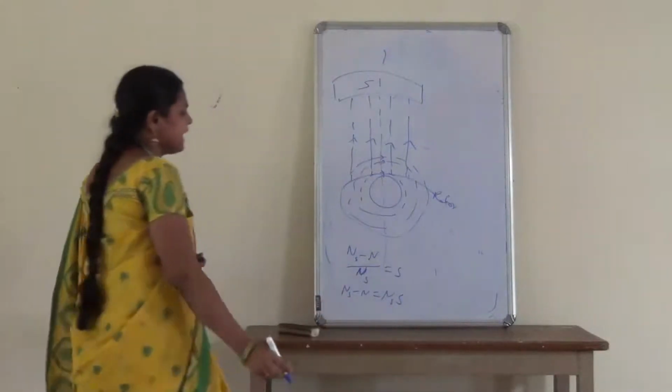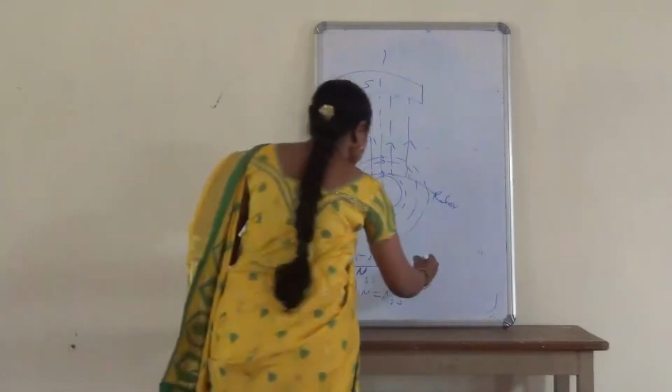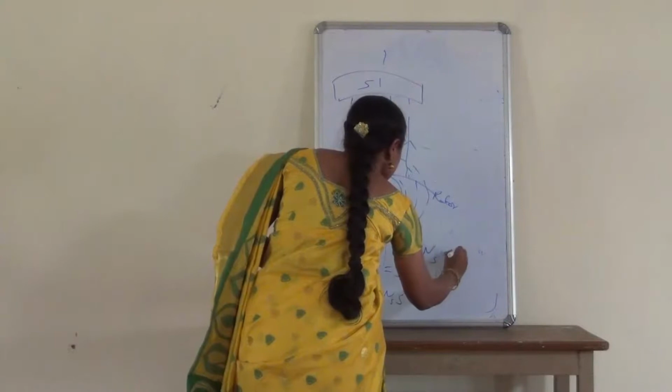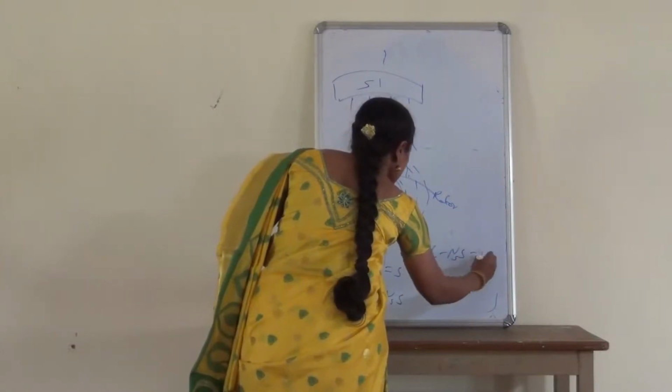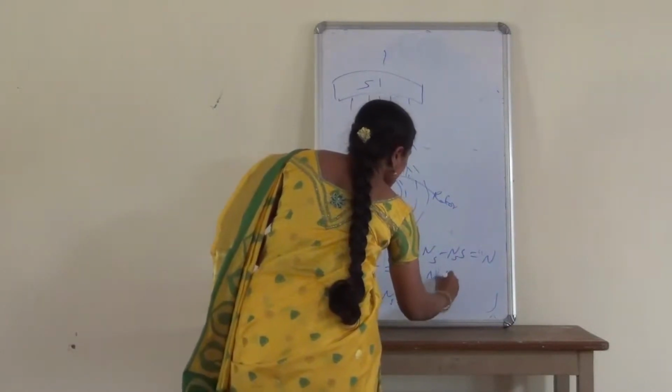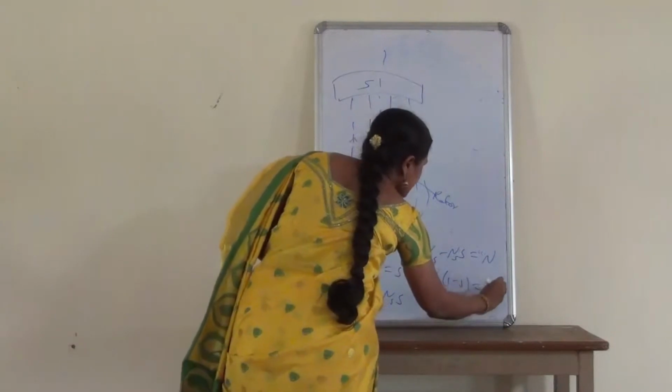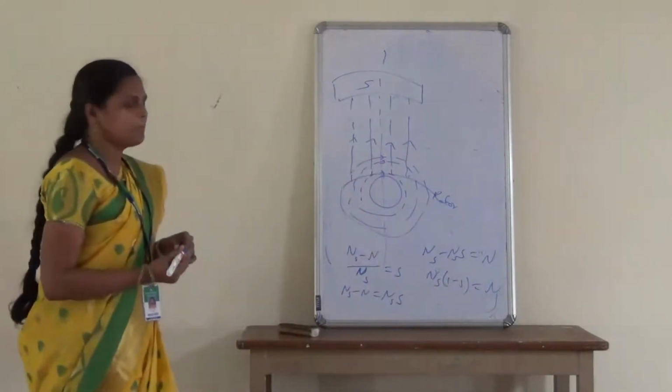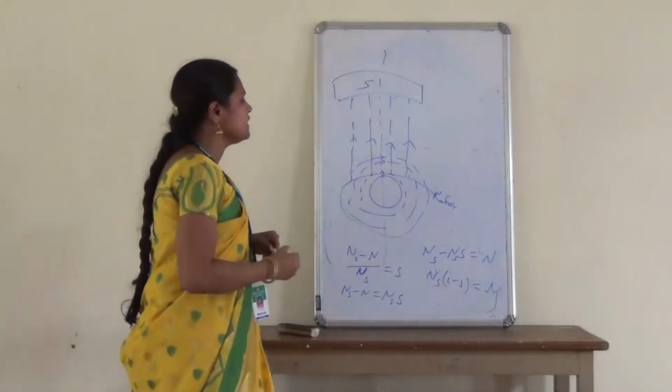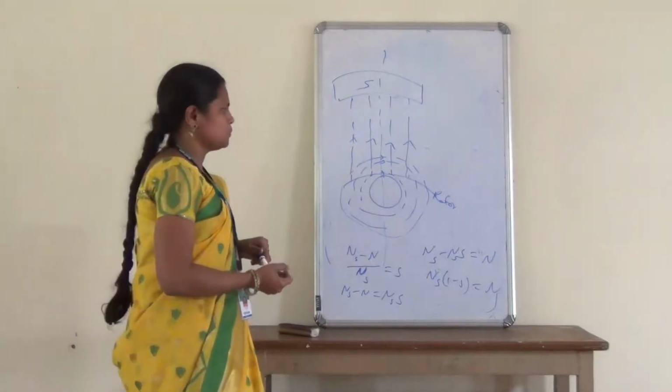From this we can derive the speed of the rotor. Ns minus Ns S, which is equal to N. Taking Ns as common, the speed of the rotor is N equals Ns into (1 minus S), where Ns is the synchronous speed and S is the slip value. That's all.